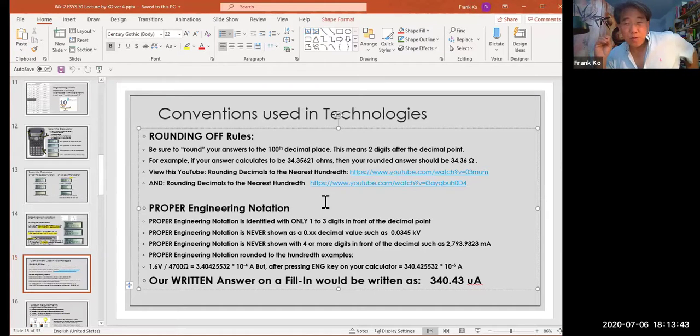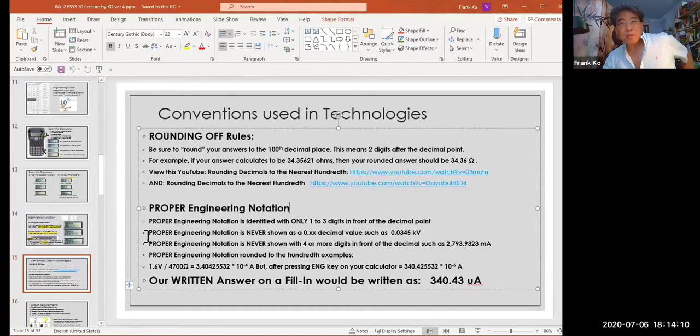And you have to note these very carefully. These should probably be written in your notebook if you didn't catch this the first time around. Proper engineering notation is identified with only how many digits in front of my decimal point? What does my slide say? 1 to 3. I have to have 1 to 3 digits in front of the decimal point.